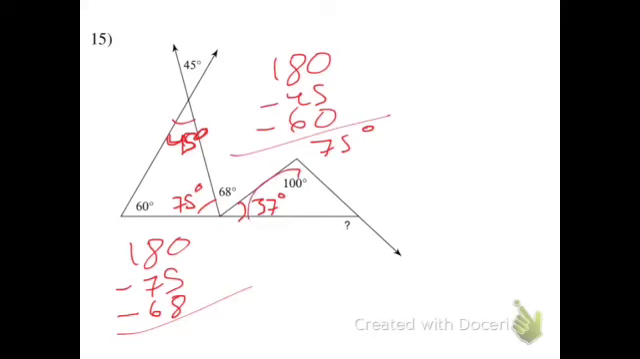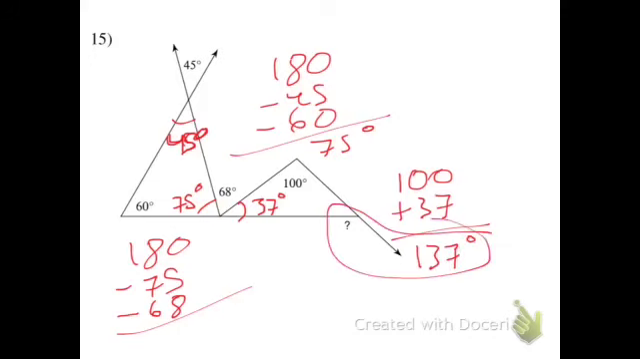And finally, I can use those two angles to get my missing angle over here by the external angle theorem. Those two angles add up to be the external angle. So 100 plus 37 is 137 degrees, and that's my question mark. There you go, 15.